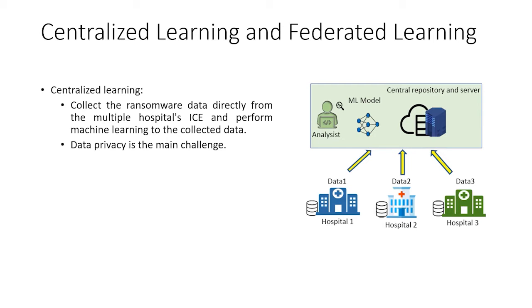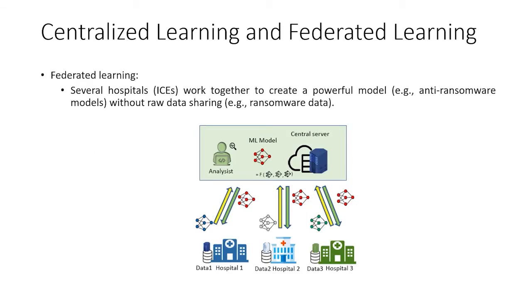So the problem here is the data privacy. For example, data from the ICE is privacy critical. It can contain patient health data and can expose hospitals' internal ICE networks to the others. So in contrast, in federated learning, models are sent to the ICE, then trained on their local data, and sent to the server for the aggregations to create a powerful model without sharing any raw data with each other.